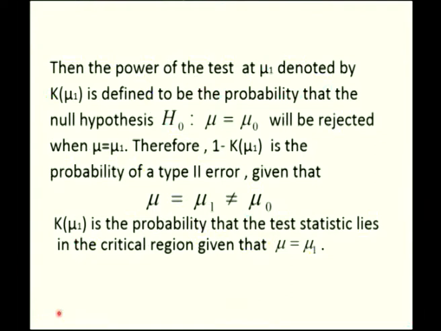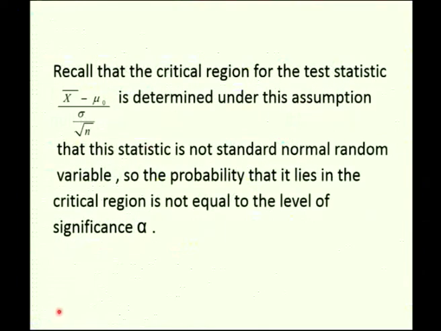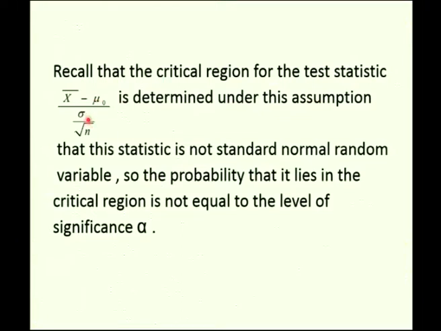It is actually the probability that the null hypothesis will be rejected when mu is equal to mu1, because H naught is such that mu is equal to mu naught is taken to be true, and it will be rejected when you take mu is equal to mu1. Just recall the critical region for the test statistic. For the parameter mu, the corresponding sample statistic is x bar, and the corresponding standard normal variable for x bar is (x bar minus mu naught) divided by sigma by root n, determined under the assumption that mu is mu naught. Under mu1, this statistic is not a standard normal random variable. So, the probability that it lies in the critical region is not equal to alpha, that is, it is not the probability of type 1 error.